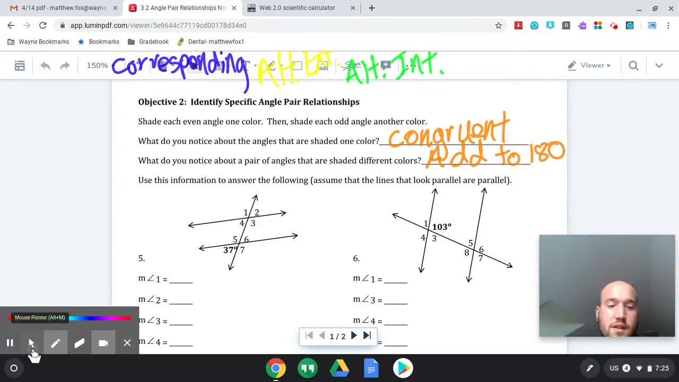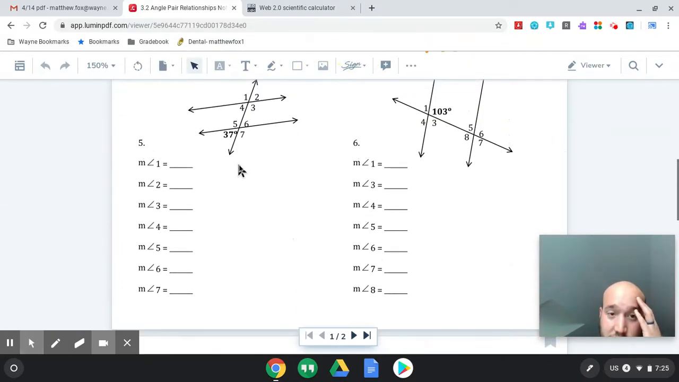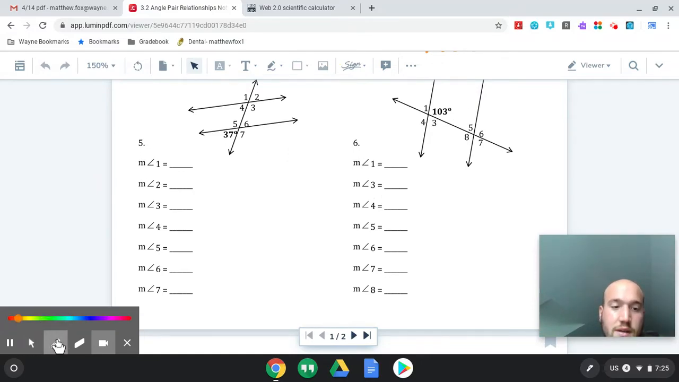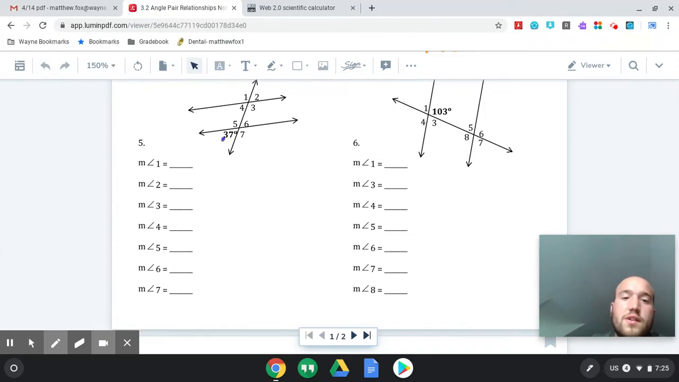All right, so now let's scroll down here and we can establish that if this angle right here is 37, angle 6 also has to be 37 because those are what we call vertical angles. We also know that this angle and angle 4 right here, 4 is going to be 37 because that is what we call corresponding angles. And then angle 2 will also be 37 because those are alternate exterior angles with each other.